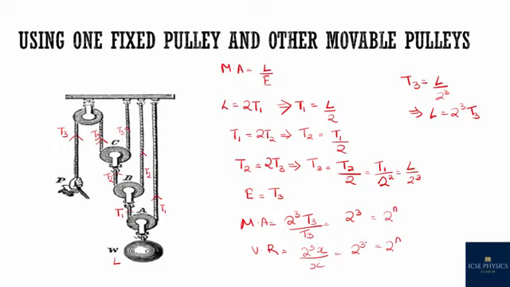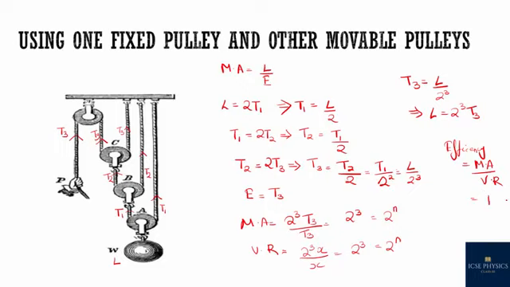Similarly, velocity ratio is equal to 2 to the power n, where n is the number of movable pulleys. Now in general, if there are n number of movable pulleys connected to a fixed pulley, then what will the velocity ratio be? Velocity ratio is 2 to the power n. What will be the efficiency here? Efficiency will be mechanical advantage by velocity ratio, and that is equal to 1 or 100%.